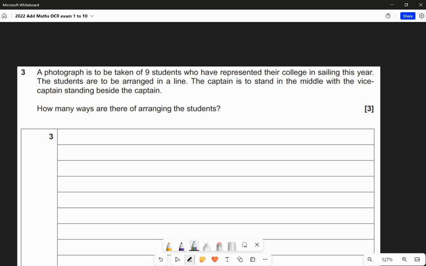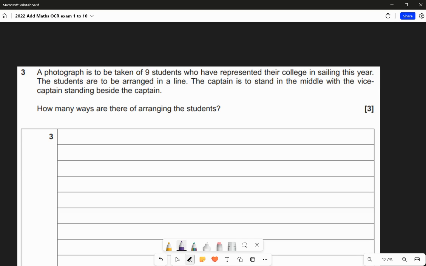So a photograph is to be taken of 9 students who have represented their college in sailing this year. The students are to be arranged in a line. This is sounding like a permutations question. The captain is to stand in the middle, with the vice captain standing beside the captain.